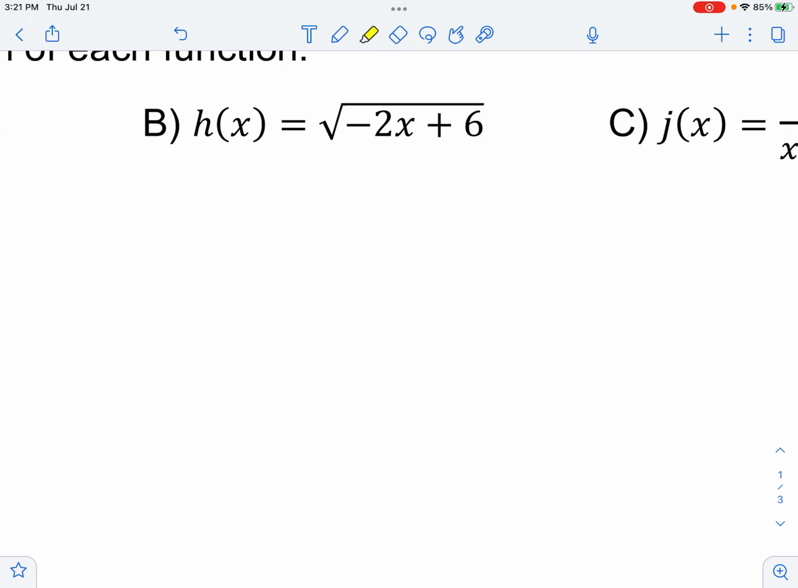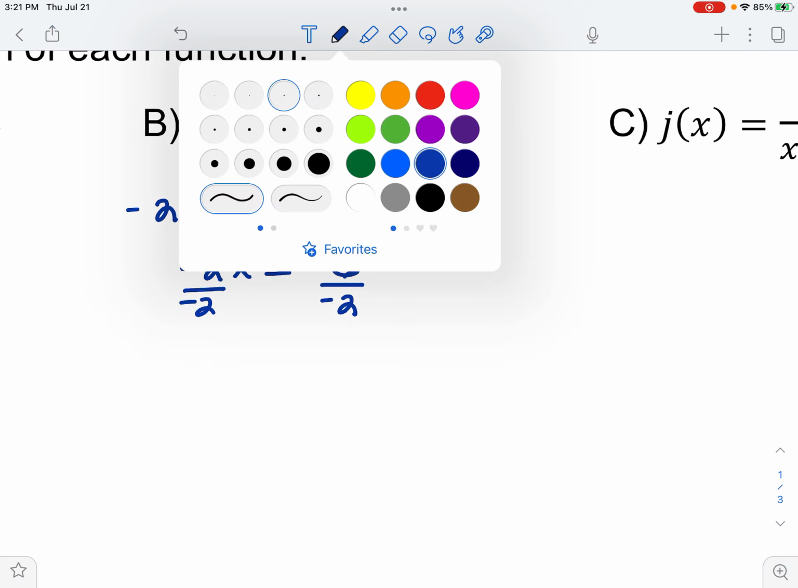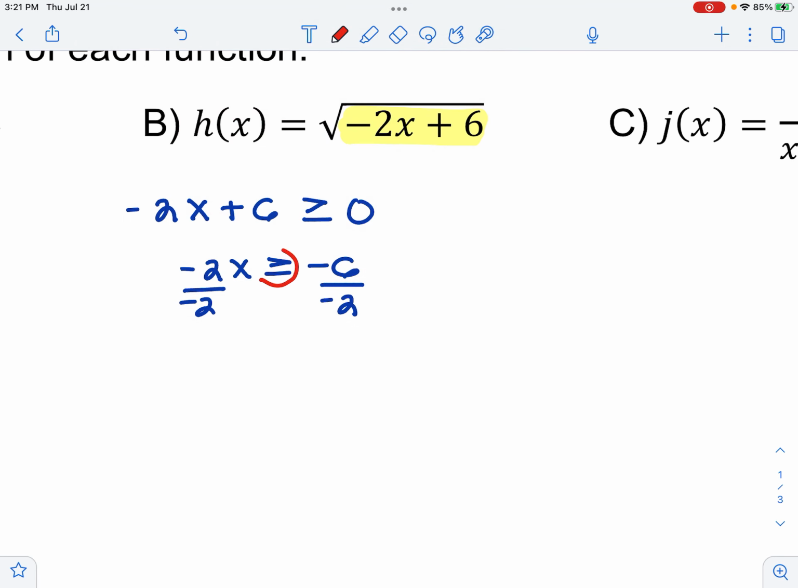All right, second one here. I can see that there's a square root. There are restrictions. I can't take the square root of any negative numbers. Therefore, the argument has to be greater than or equal to 0. So we know negative 2x plus 6 has to be greater than or equal to 0. We're going to solve that by subtracting 6 from both sides. We have negative 2x is greater than or equal to negative 6. Divide both sides by negative 2. Remember, when you divide by a negative in an inequality, you have to also remember to flip the inequality symbol.